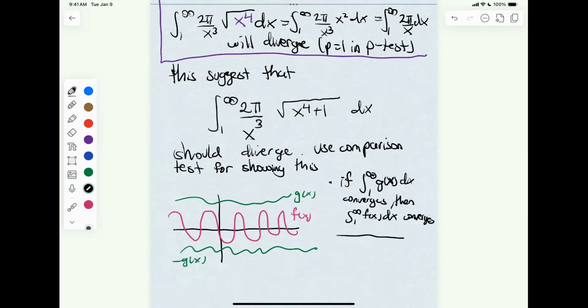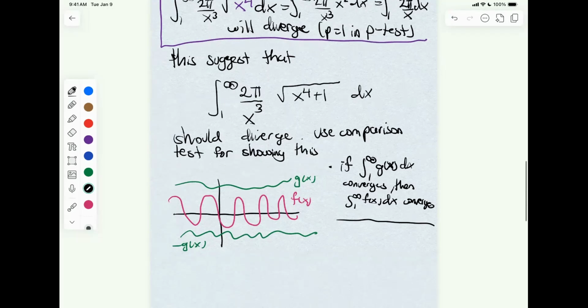And the version that I care more about is the one that says if the one being squeezed diverges, then the other one, the outer one, has to diverge as well. Okay. And the other version is that if the integral for f of x diverges.